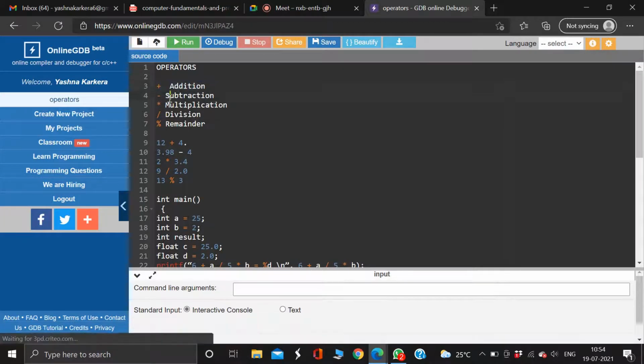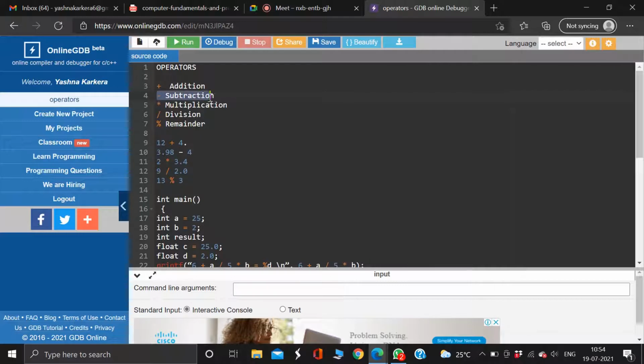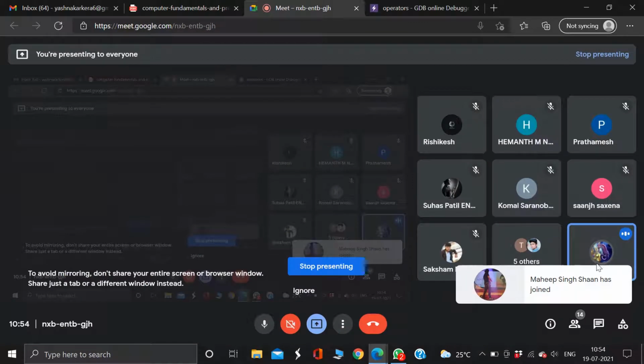Okay. And next one is subtraction. This is also very simple. It just subtracts two numbers. Okay. This is a sign for multiplication, and this multiplies two or more numbers. So for division we use this sign. Okay. Next is this one, percentage. We use this as remainder. I'll explain each one using examples.